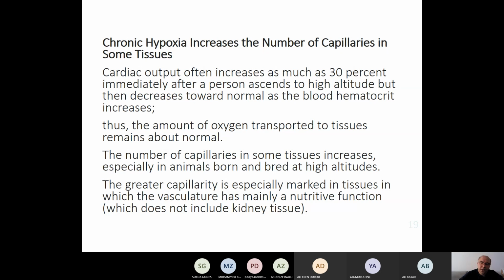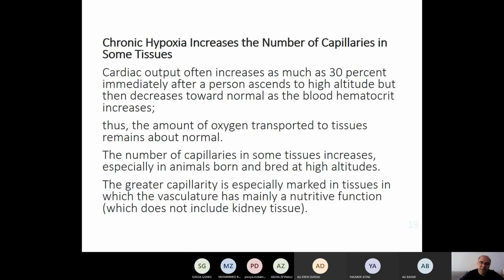Chronic hypoxia increases the number of capillaries in some tissues. Cardiac output often increases as much as 30% immediately after a person ascends to high altitude, but then decreases toward normal as the blood hematocrit increases. Thus, the amount of oxygen transported to the tissues remains about normal.